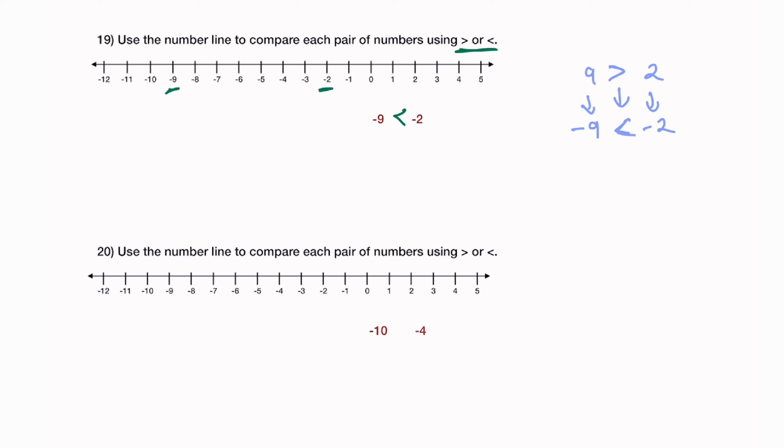Then the next one. Minus 10 and minus 4. Minus 4 is here, minus 10 is there. So which one is further away from 0? 10. So that is going to be less. And it's done.